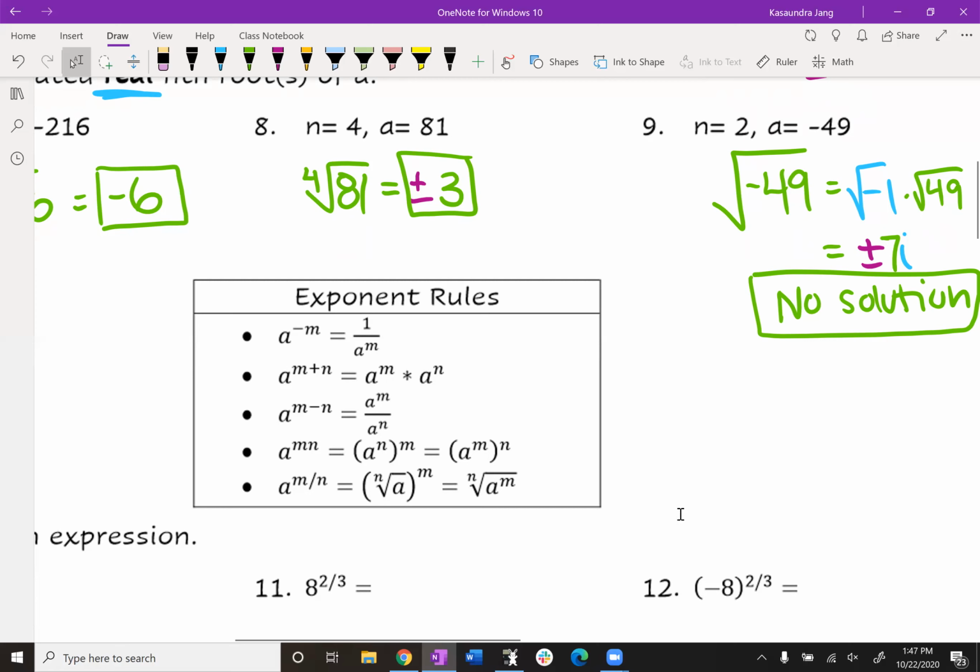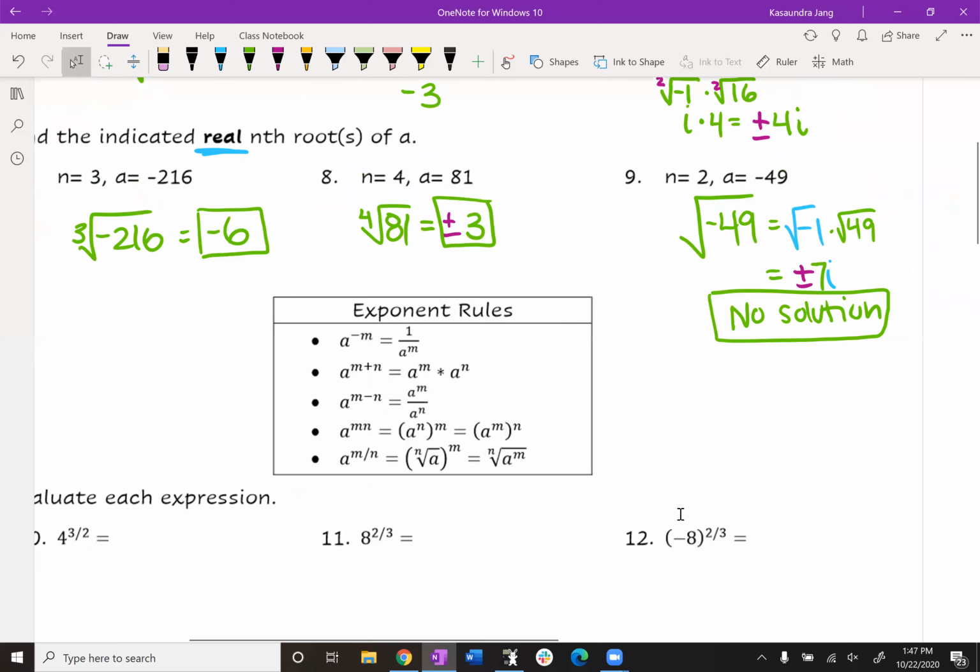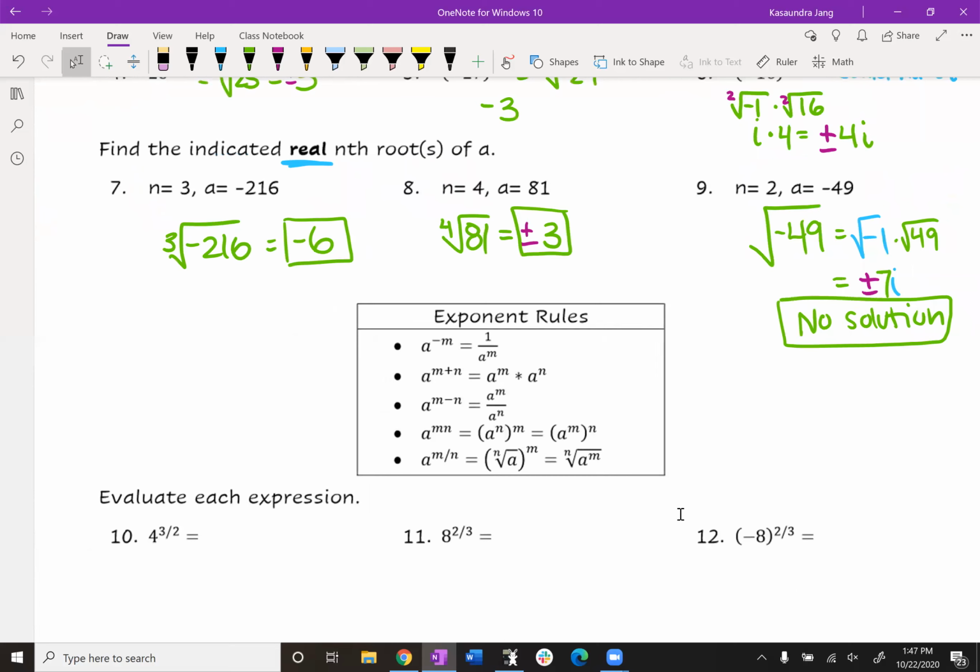All right, Samantha, so no solution because, I'm going to read the instructions again. The instructions said to find the indicated real nth root. The roots that I found were imaginary. They wanted the real root though. So that's why I said there was no solution, no real nth root.